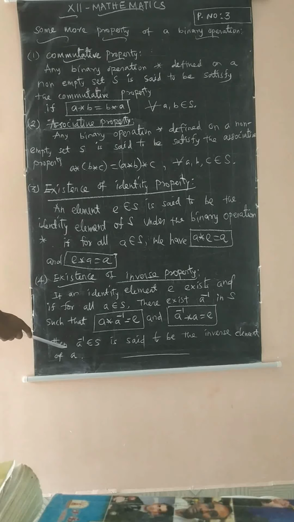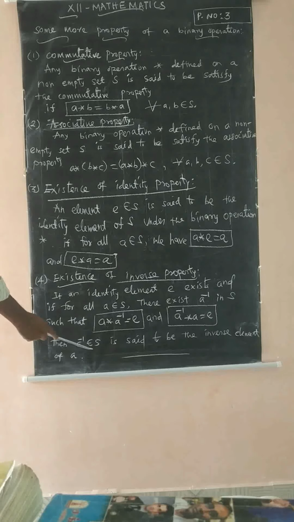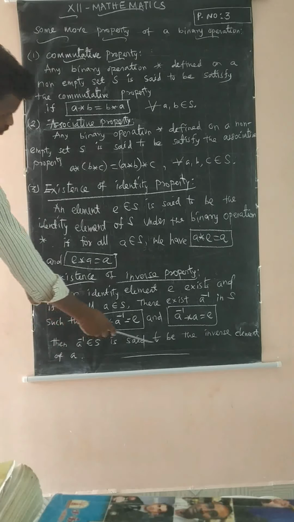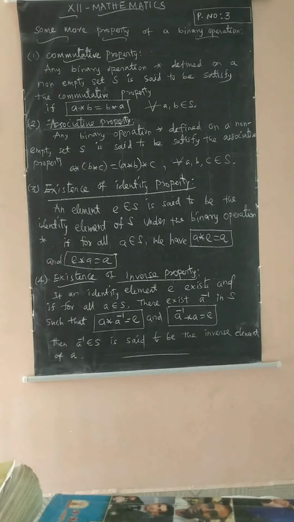Okay. And A inverse star A is equal to E. Then A inverse belongs to S. So the inverse element also belongs to the same non-empty set S. A inverse is said to be the inverse element of A. These four are the definitions for some more properties of binary operation, students.